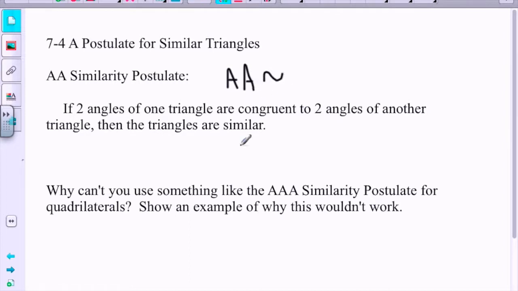Once you know the 2 angles are congruent to 2 angles of another, you know the third angle has to be equal. So all you need are 2 angles. And again, notice this works for triangles.